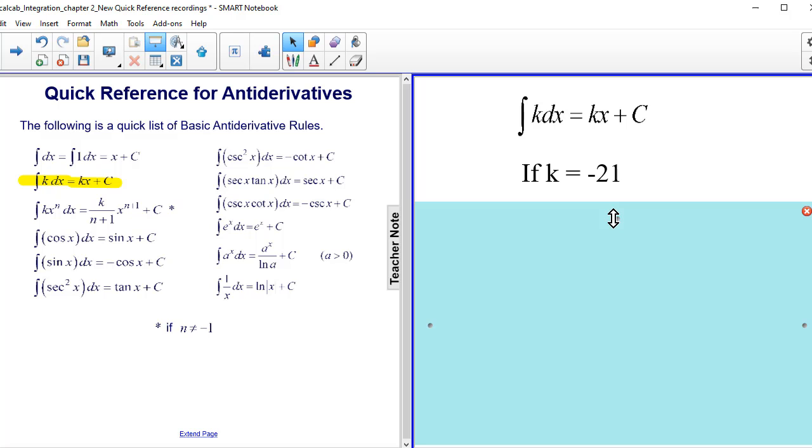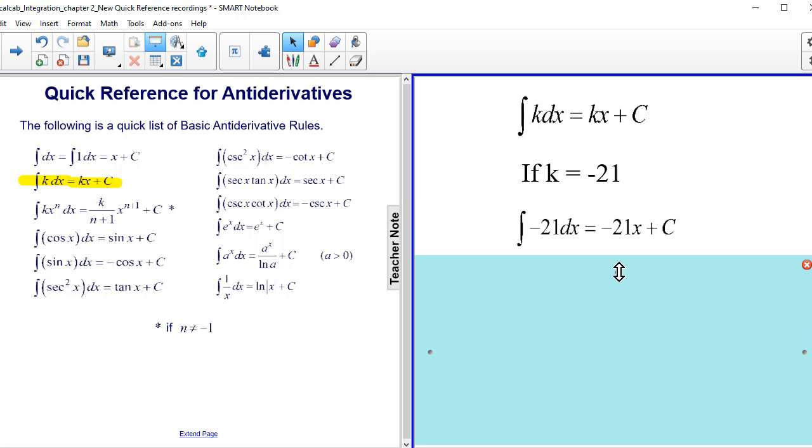To make this even more clear, I'm going to make this concrete by defining k. I picked a random integer. In this case, k is equal to negative 21. So we have the antiderivative of negative 21 dx is equal to negative 21x plus c. That's the answer. So we have our answer right here.